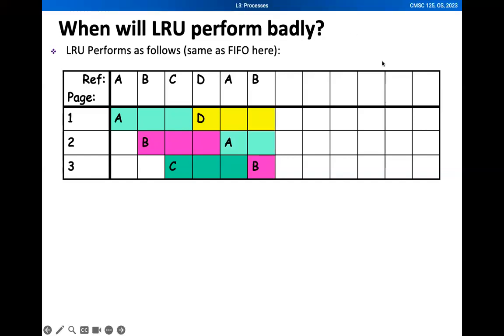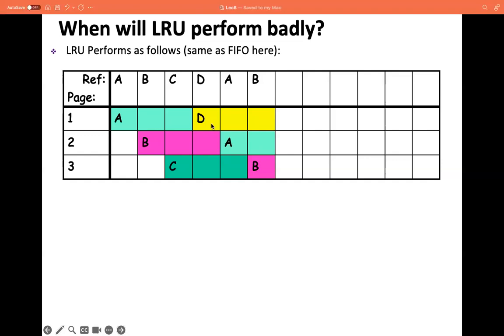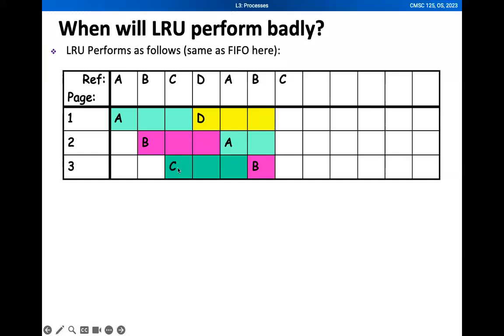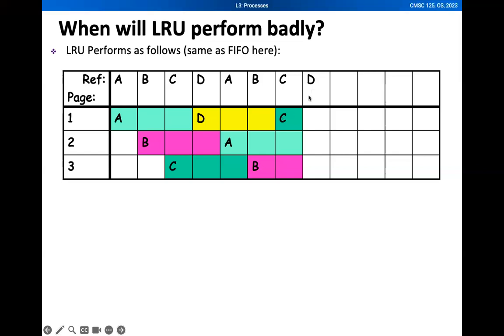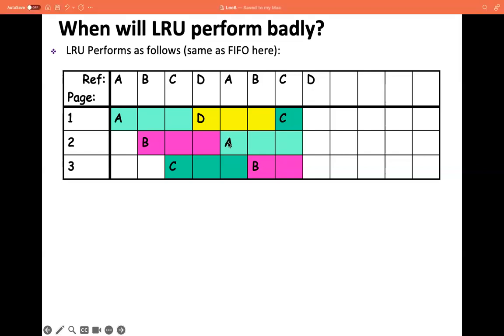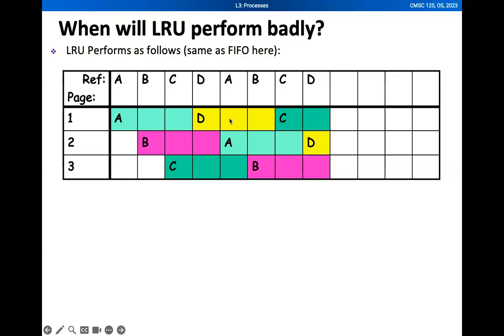So we will replace C. So we look at A, D, C. So C was the least recently used. Next is C. So C is not loaded in the main memory, and the oldest was D. So we replace D by C. And then next would be D. And if we look at the last three, again, A was the least recently used. So we replace it with D, and then followed by A, and so on and so forth.